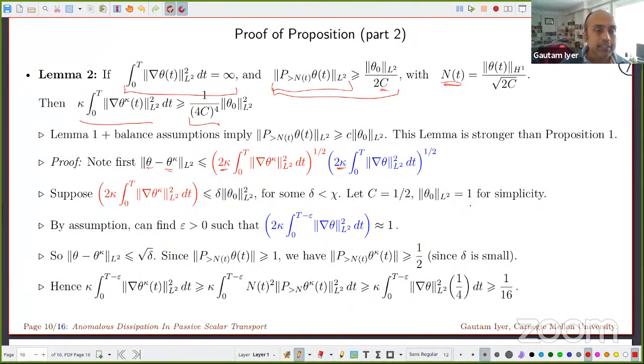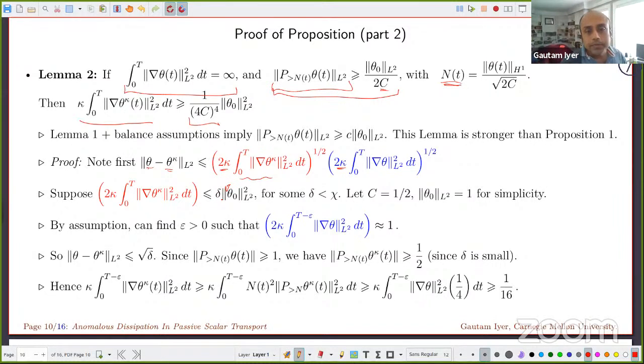I'm trying to convince you there's anomalous dissipation, which is, I'm trying to show you that the red term is big. Let's suppose for a second that the red term is small. I think I'm missing a gradient here. There are a few typos, apologies.